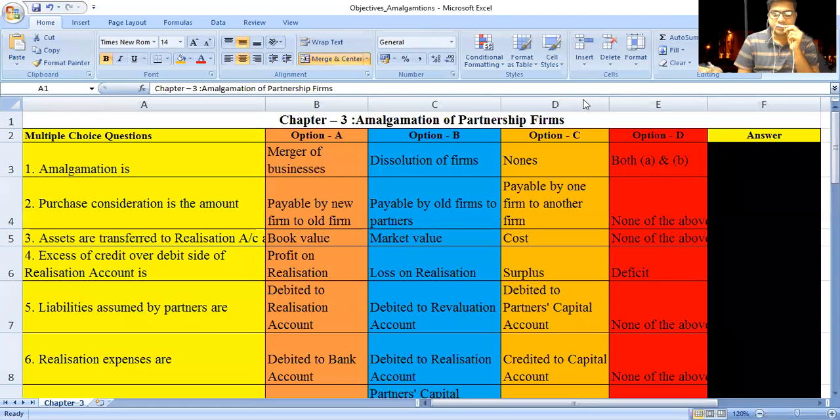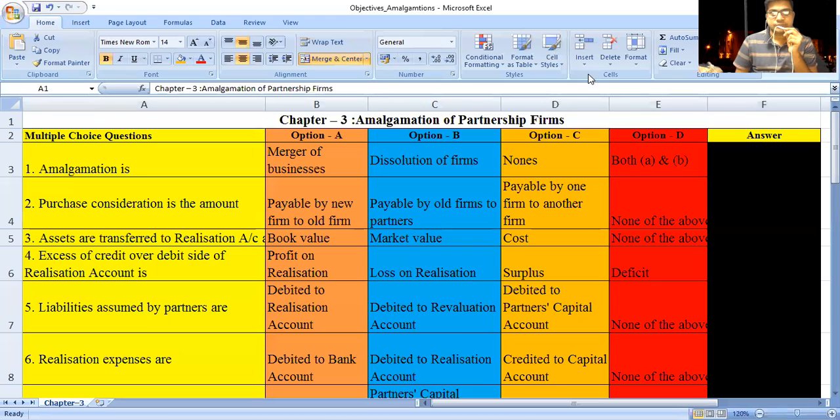I'm sharing my screen and we will study this particular model number third, and the name of the model is Amalgamation of the Partnership Firm. Today we are going to discuss how we will solve multiple choice questions. There are many multiple choice questions. Today we will discuss a few of them because next month your exam is there, and they will ask multiple choice questions, so you should be aware of how we will tackle these questions.